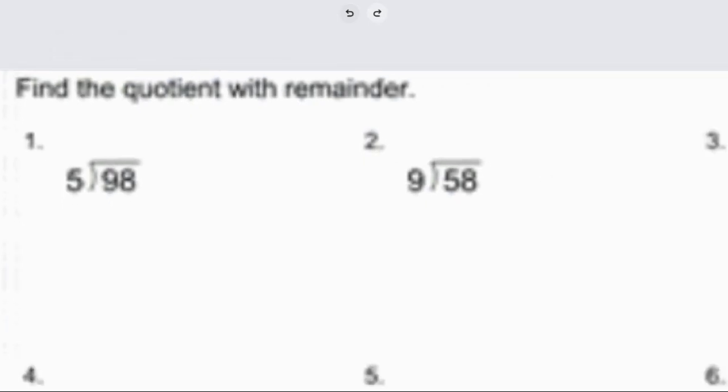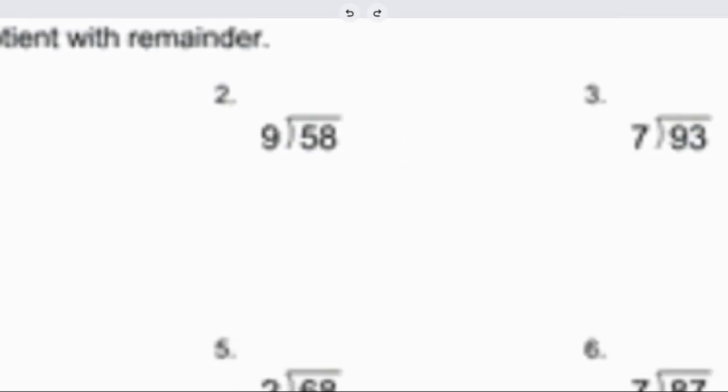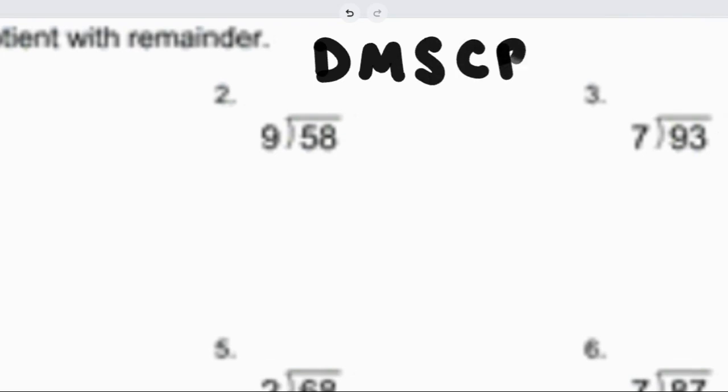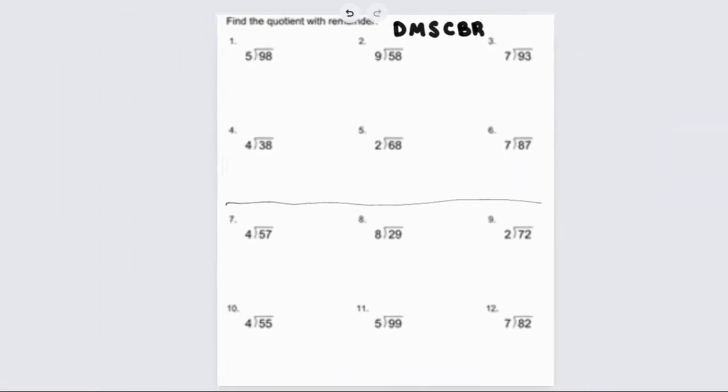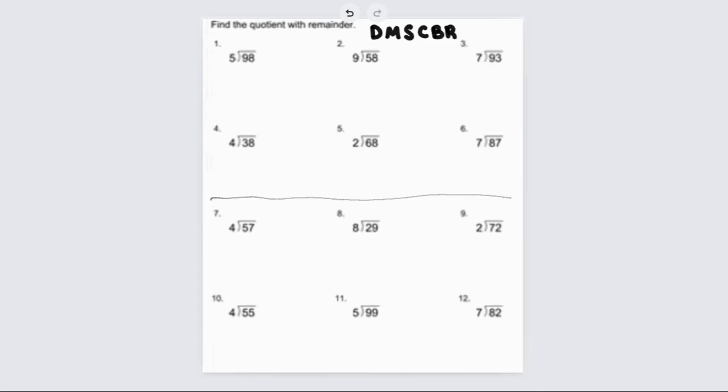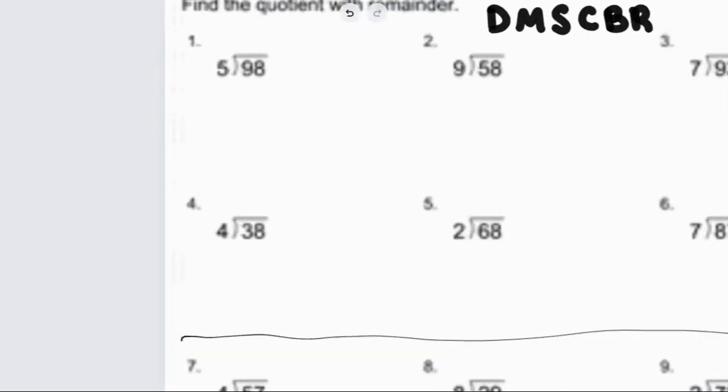So we're going to look at the first example, and this is the acronym that you should know. It's DMSCBR. So we'll go over what it stands for in just a second. For the first 6 problems, we're going to be doing DMSCBR, and then for the last 6 problems, we'll be doing a little bit more simplified math in our heads.